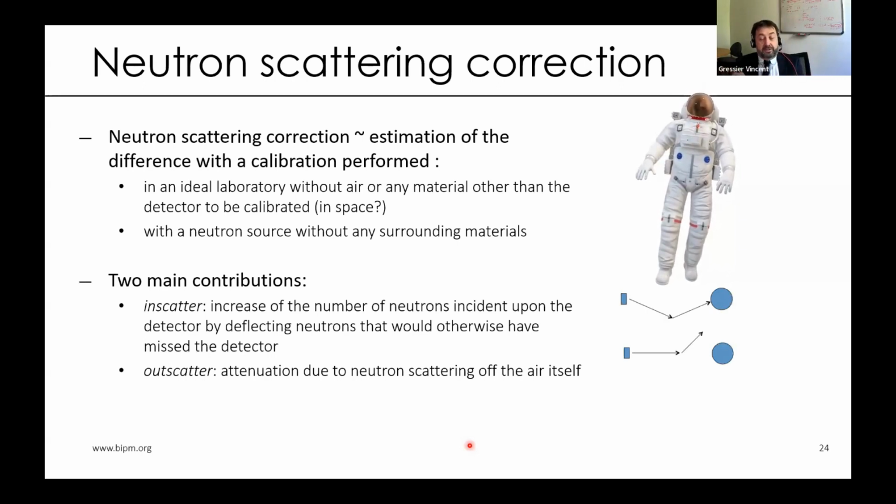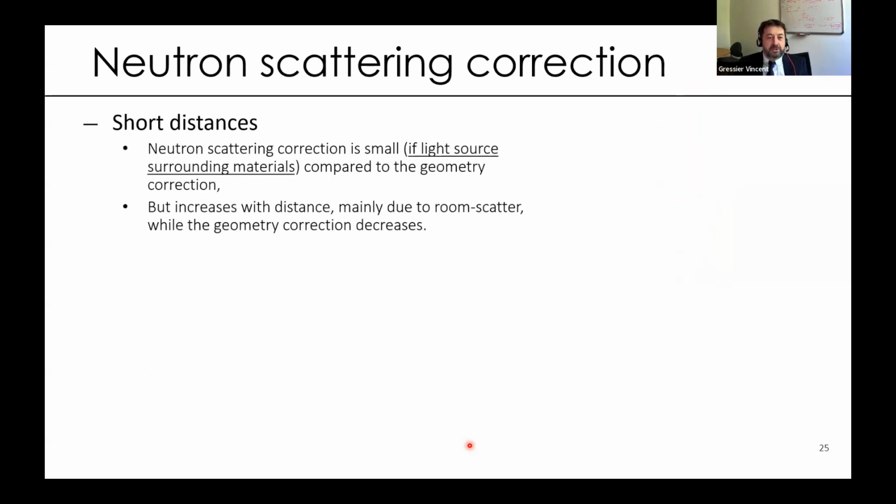And the outscatter is a reverse situation. Anything that should have reached your detector, but has been deviated from its path due to the air or to anything it encounters. Okay, so at short distances, the neutron scattering correction is small if you have light source surrounding materials compared to the geometry correction. So you don't have to bother much about neutron scattering if you are a few centimeters from the source, but much more about the geometry correction.